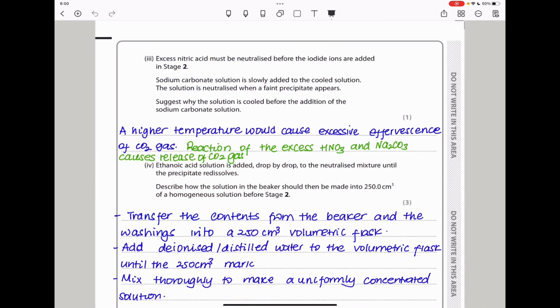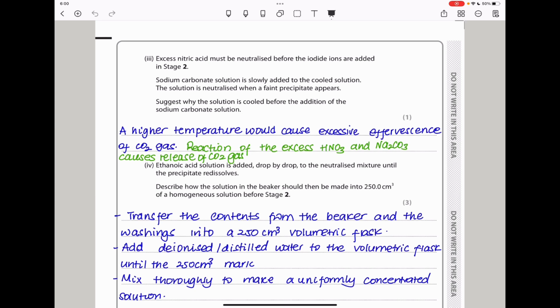Moving on. They say excess nitric acid must be neutralized before the iodide ions are added in stage 2. And they say sodium carbonate solution is slowly added to the cooled solution, and the solution is neutralized when a faint precipitate appears. Suggest why the solution is cooled before the addition of a sodium carbonate solution.